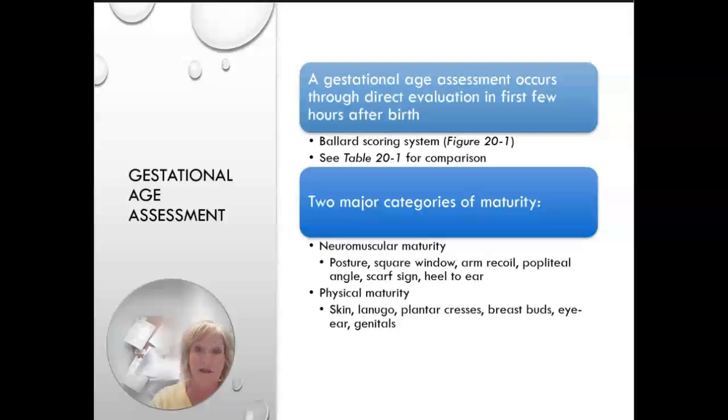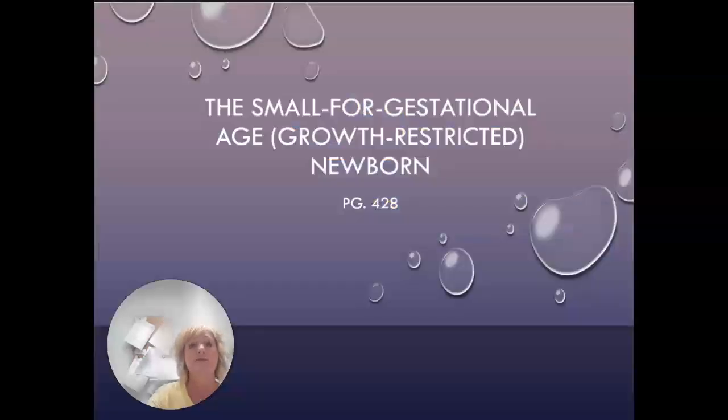Are their feet peeling because they're over, they're 42 weeks? Do they have breast buds? You're going to look at the eyes and ears, and you're going to look at the genitalia. Those are the major things that you're going to look at. There are two categories that we do for the Ballard score: neuromuscular and physical maturity. We give them scores on those, and that will come out telling us a gestational age.